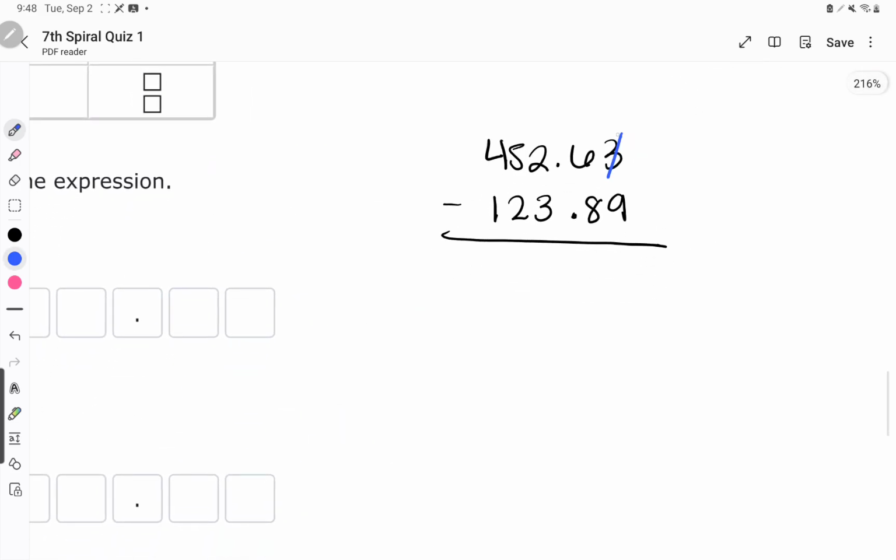This 3 right here is going to turn into a 13. So the 6 right here turns into a 5. 13 minus 9 gives us 4. I can't do 5 minus 8, so that 5 is going to turn into a 15, and then that 2 right there is going to turn into a 1. 15 minus 8 gives us 7. I can't do 1 minus 3, so that 1 is going to turn into an 11, and that 5 is going to turn into a 4.